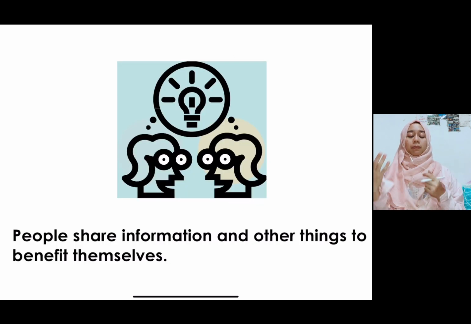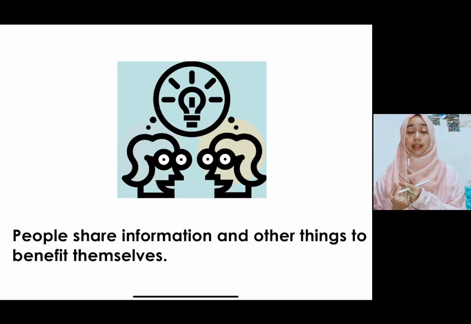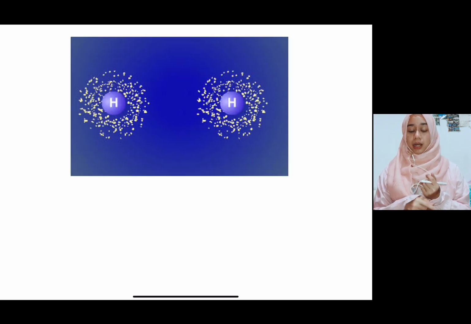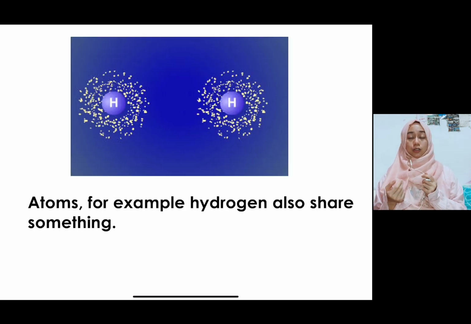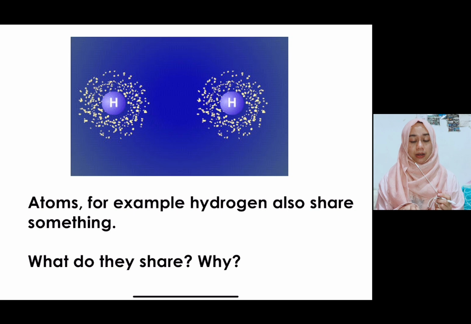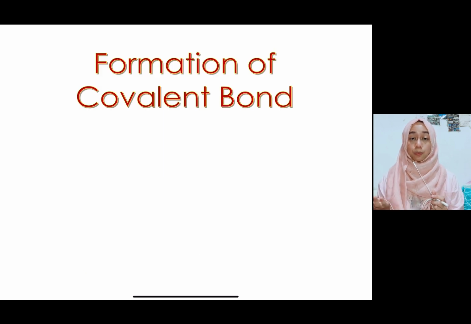Okay, so people, they share information and other things to benefit themselves. Kan, kita nak share something tu adalah untuk sesuatu yang baik. Okay, so sama juga dengan kita punya atom. So atoms, for example, like hydrogen, they also share something. So what is it? Apa yang diorang share sebenarnya and why? Okay, so what they share is actually electron. And why exactly they share their electrons? Because they want to achieve stability, kan, dia nak capai stability octet ataupun duplet, depends.